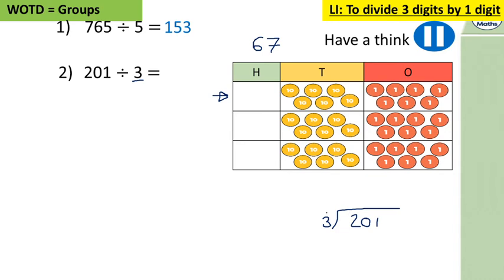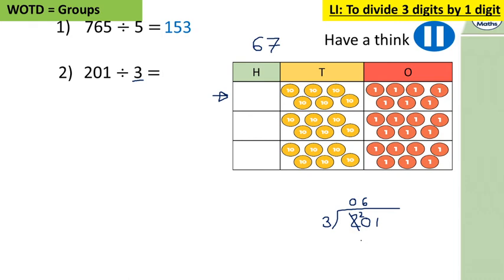So I've got 2 things. Can I share that between 3 people? No, because it's not enough. So how many 3s in 2? None. So I need to exchange my 200 for 20 tens. How many 3s in 20? That is going to be 6, because 6 times 3 is 18. 7 times 3 is 21, which is too much.